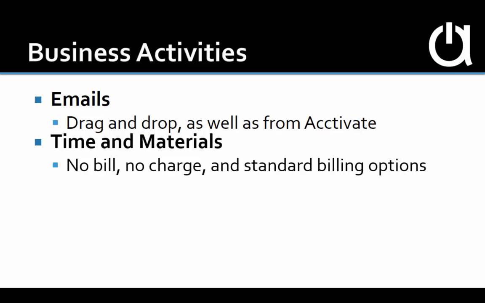The time tab allows you to add a specific billing option. So it's no bill, no charge, and standard. No bill means it won't show on a service order. No charge will show on the service order, but it won't have a price. And then standard will charge the standard price for the specific labor item that you're billing the customer. And then obviously on the materials tab, if you're charging for the materials, it'll be the same as if you're creating a sales order. It'll default to the price that you have set on the business activity whenever you create the service order from the business activity.